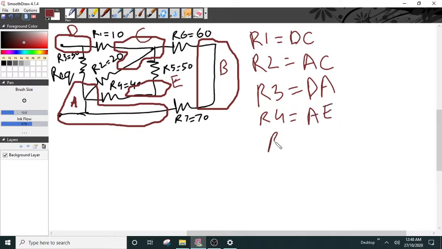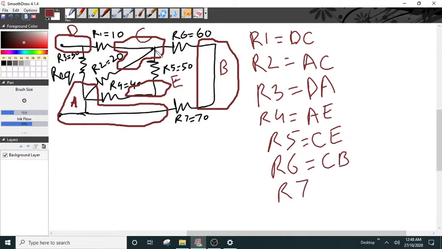Then we have R5, which is connected between C and E, so CE. Then R6, which is connected between C and B. And lastly we have R7, which is connected between B and A. So all those resistors which are connected between the same pair of nodes are in parallel. So we just have to find those resistors.